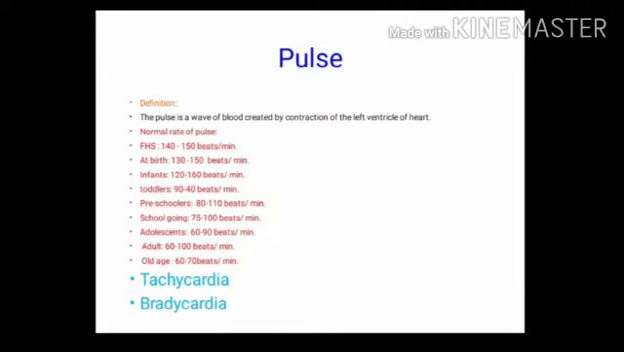Now we will see what the pulse is. Definition: the pulse is a wave of blood created by a contraction of the left ventricle of the heart. Now we see the normal rate of the pulse. Fetal heart sound is 140 to 150 beats per minute. At birth, 130 to 150 beats per minute.